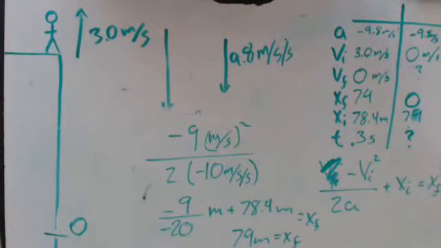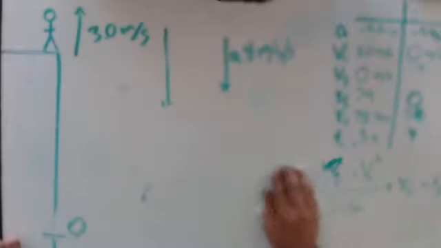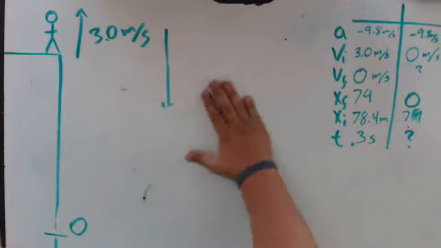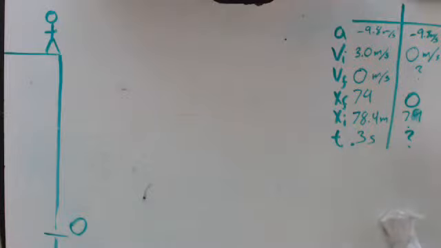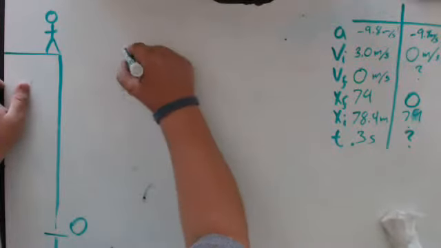Now, here's the really cool thing about the second part. We only need one bit of information. I don't need to solve for the final velocity when it hits the ground. That's not important to me. I may find it interesting, but the only thing I'm looking for is time. So for this second part of the problem, I've got my table again. I'm going to write down my equations and see if I can find time.